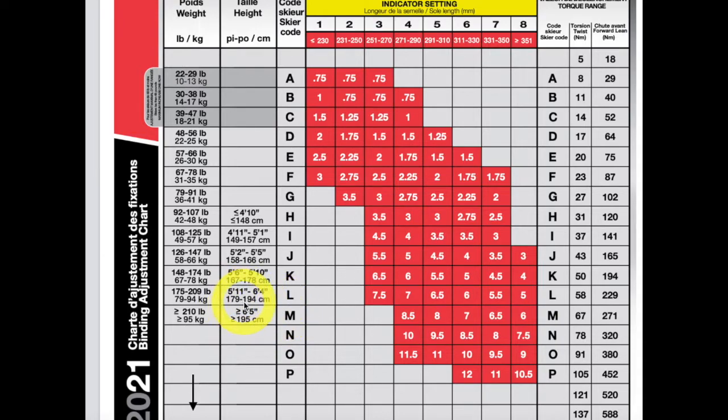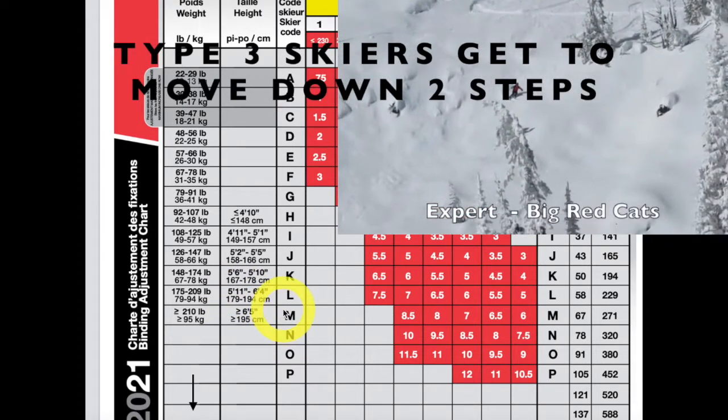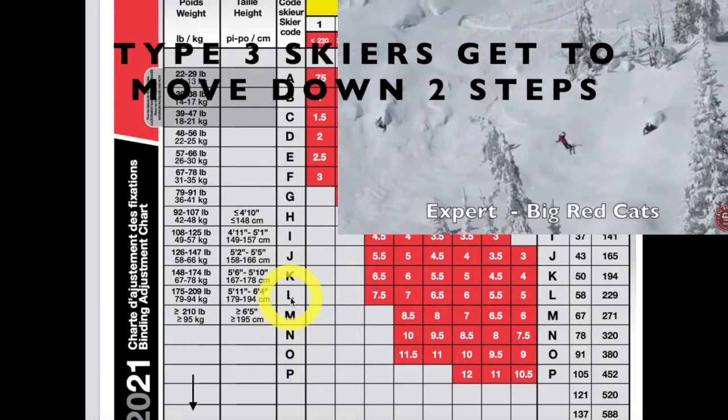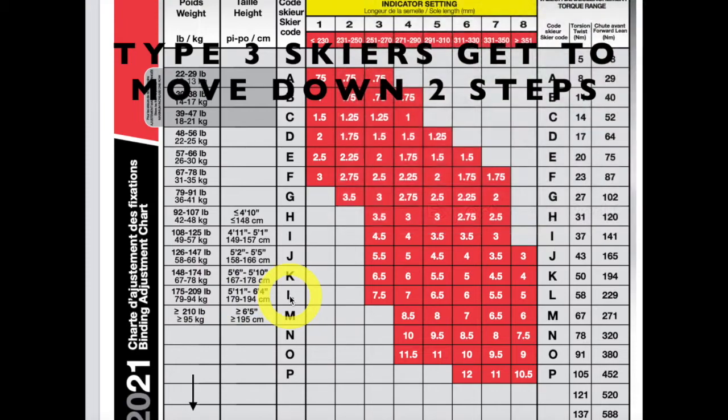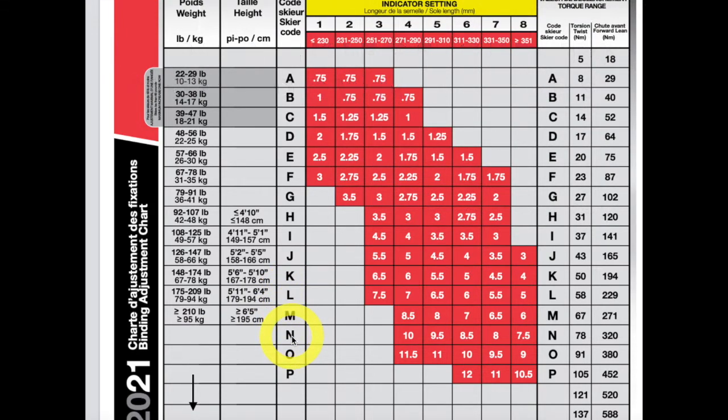If they're a type 3 skier, which is more of an expert skier, they get to move down 2 settings. So for instance, for me, I was an L, so I'm an expert skier. I go down to an N.